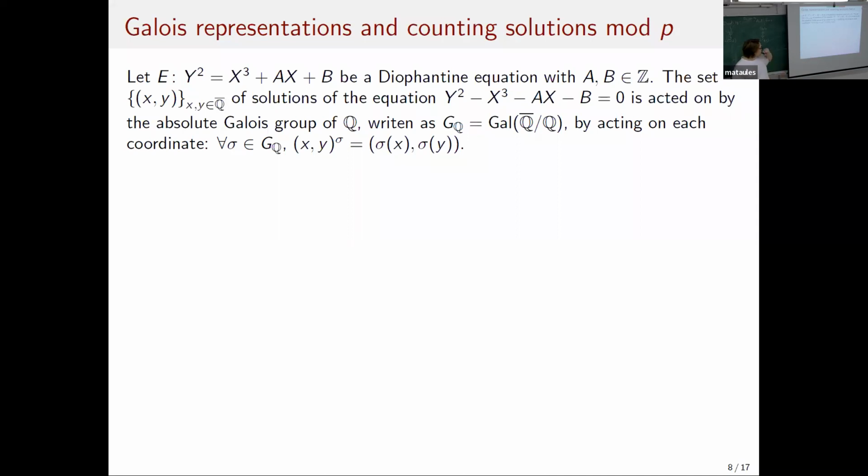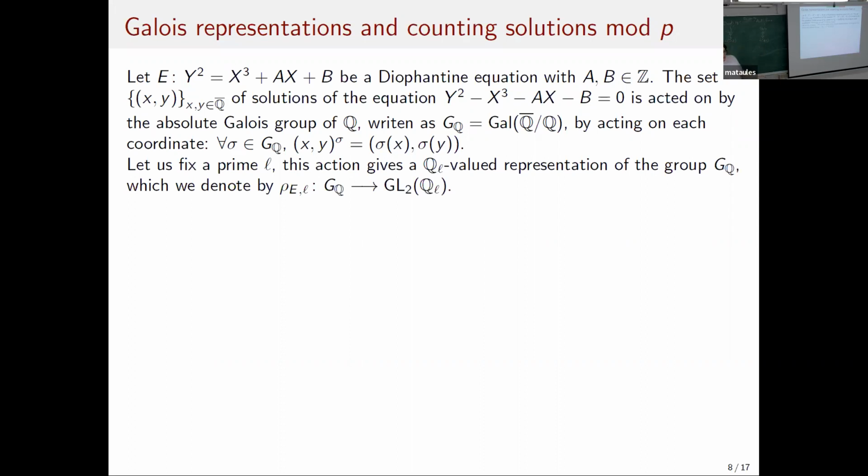Now, given an action, I have to give you a vector space on which the group acts. So there is a vector space that I'm not going to describe, but basically the field that we're working over is this Q_l, for a fixed prime l, and I'm going to say in a second what Q_l is. And you get this representation of the absolute Galois group, which we denote by this rho_{E,l}.